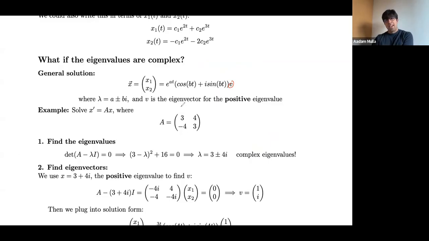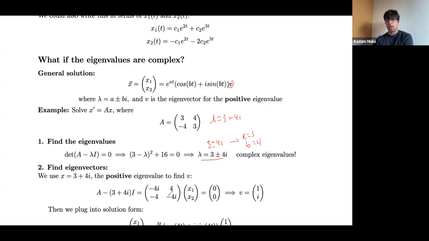Let's solve x prime equals Ax for this matrix here. We first find the eigenvalues, and oh man, they're complex. So they are 3 plus or minus 4i, so a equals 3 and b equals 4. That's easy to plug in here. Now the question is, how do we find v? v is the eigenvector for the positive eigenvalue. So we're going to use lambda equals 3 plus 4i.